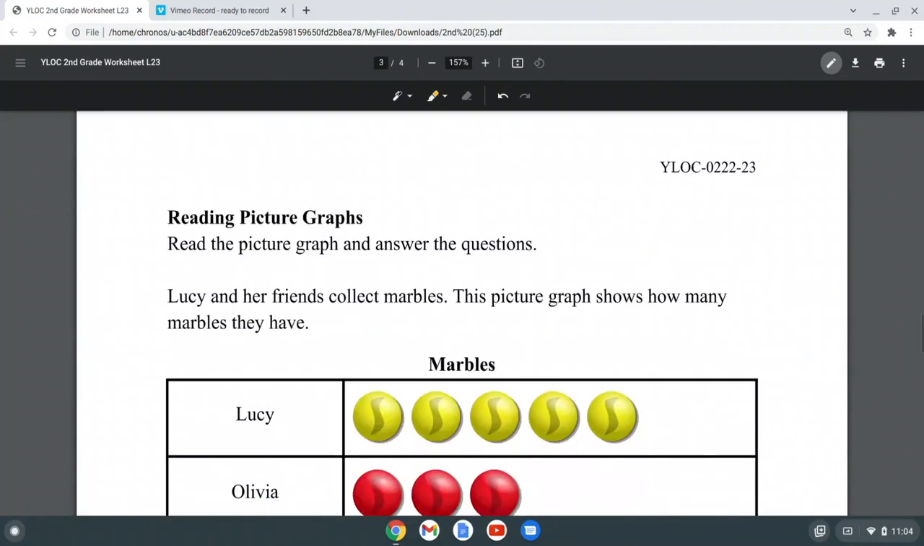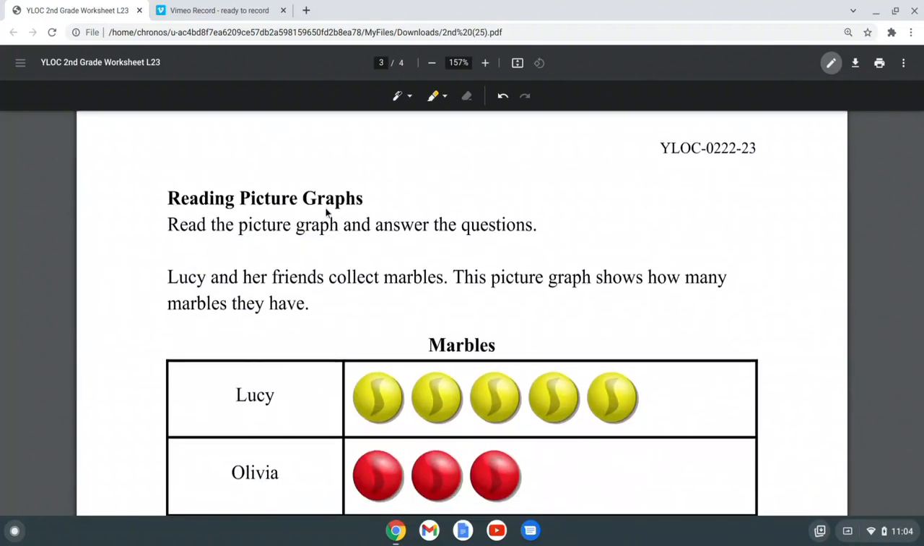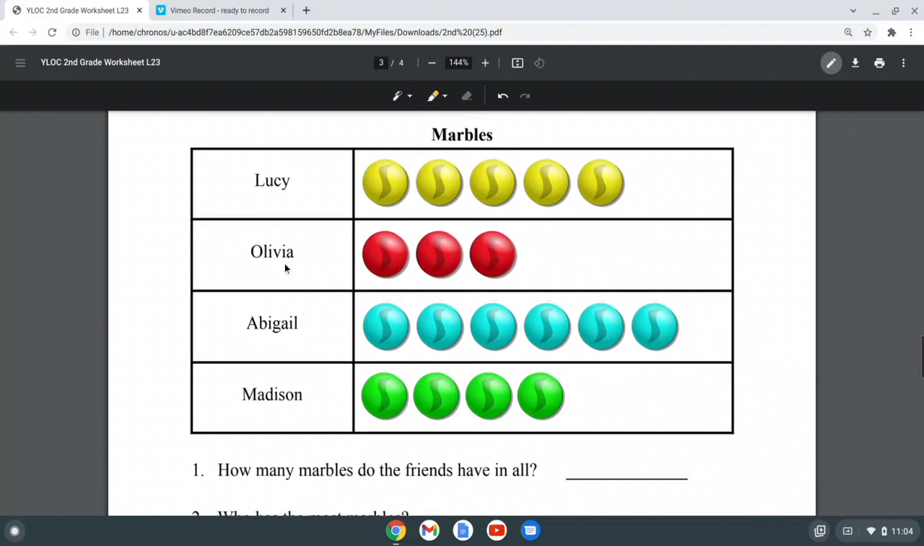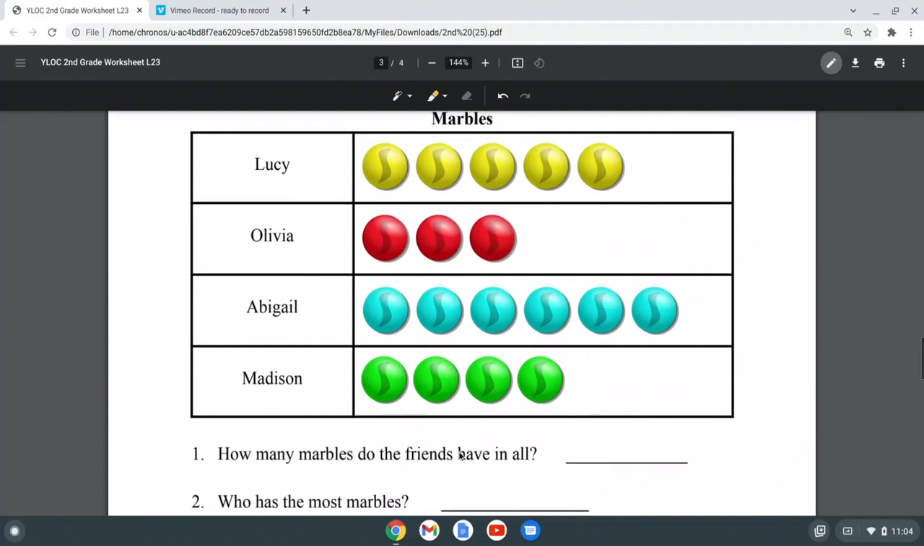Let's go to the next page, reading picture graphs. Read the picture graph and answer the questions. Lucy and her friends collect marbles. This picture graph shows how many marbles they have. So how many marbles do the friends have in all? Let's count. 1, 2, 3, 4, 5, 6, 7, 8, 9, 10, 11, 12, 13, 14, 15, 16, 17, 18. 18 marbles.